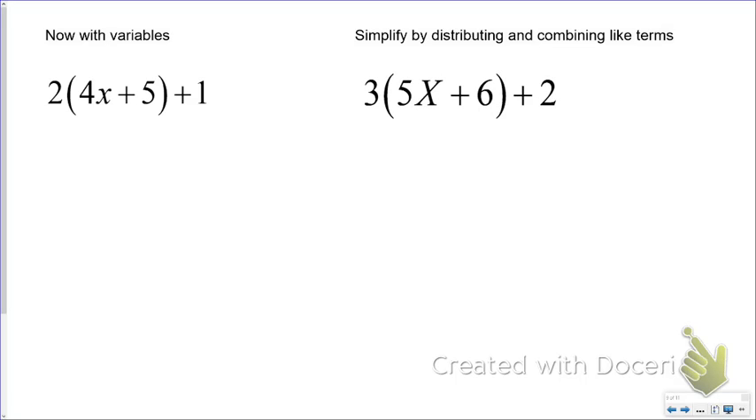Okay. So we're going to remember that we need to simplify by distributing and then combining like terms afterward. So this is a continuation of what you've already learned. Go ahead and try it.